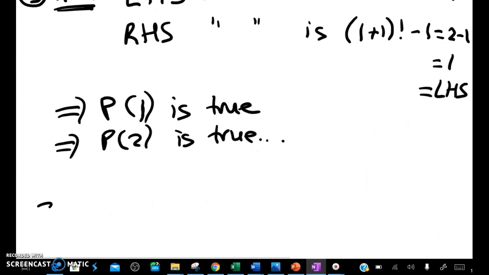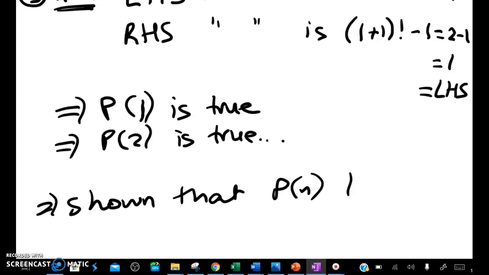So we've shown that P(n) is true for all n that are integers. That's just shorthand meaning for all, and that just means integers. So there we go, that's doing it using induction.